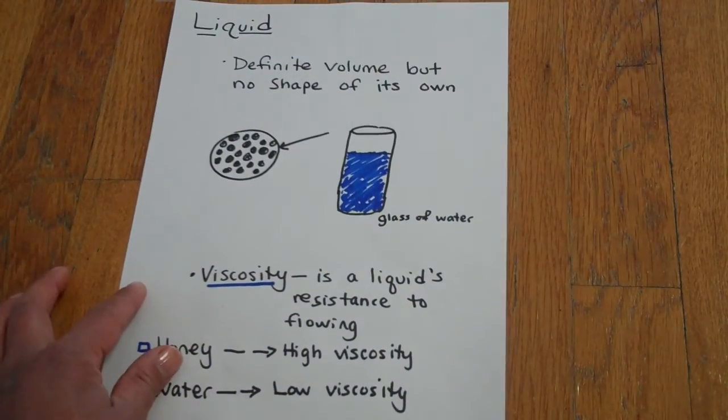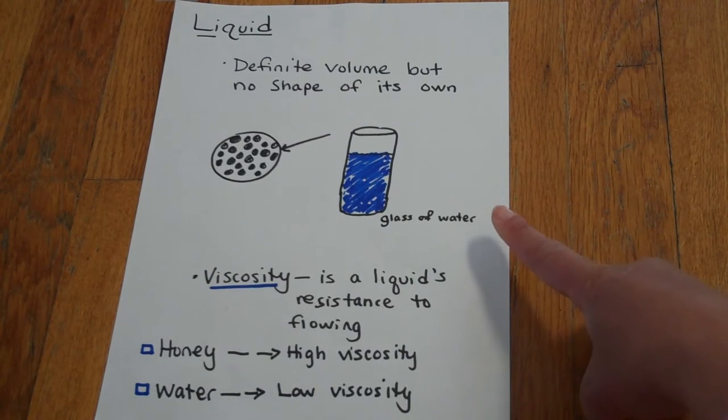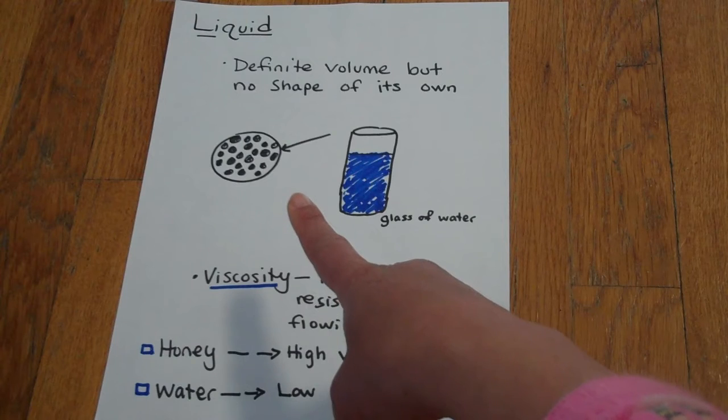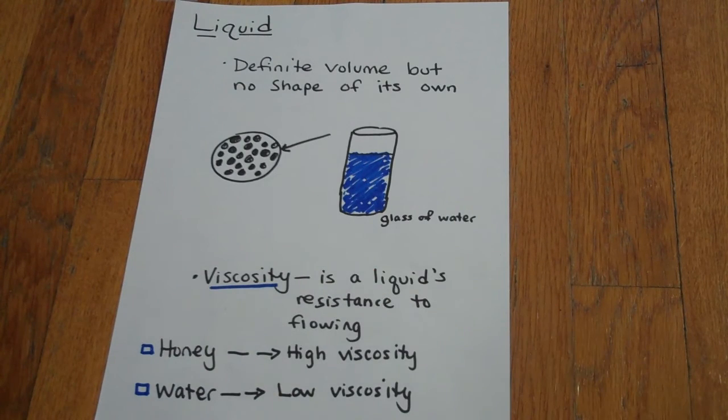A liquid is the next one we'll go over, and it has a definite volume but no definite shape of its own. This is a glass of water, and that would be what the particles of the water would look like up close. They're spread apart, which is different from the arrangement of the solid.